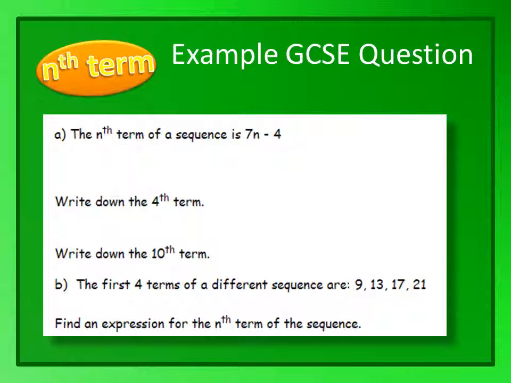Okay, let's look at an example GCSE question now. This is taken from a past paper of a GCSE exam. The nth term of a sequence is 7n minus 4. Write down the fourth term.